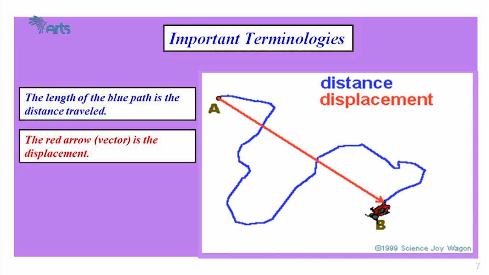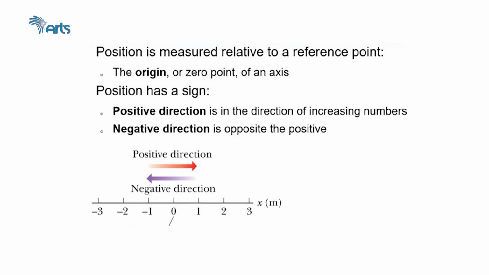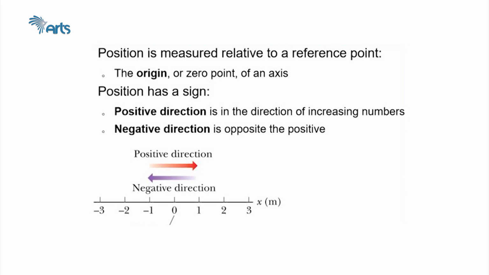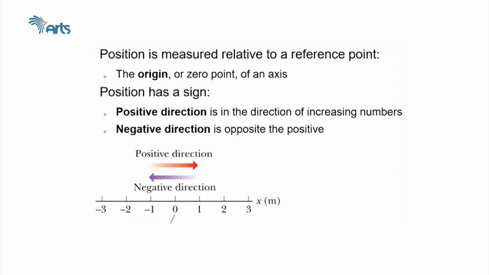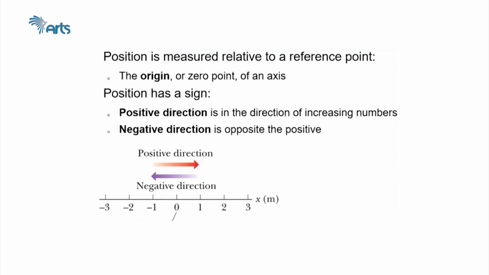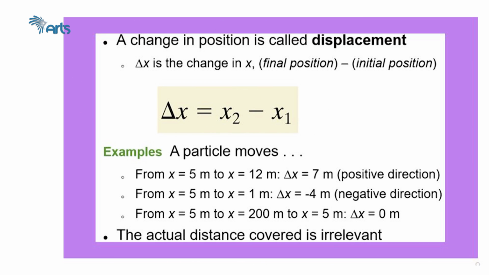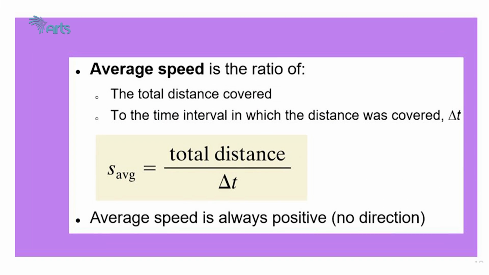The other one is position. Position is measured relative to a reference point. And this position has a sign. If you take the origin as a reference, then we will have the positive direction in the direction of increasing numbers and the negative direction opposite to the positive one. And a change in position is called displacement. To find the displacement, we have to subtract the initial position from the final position.